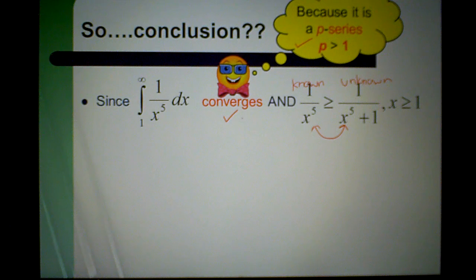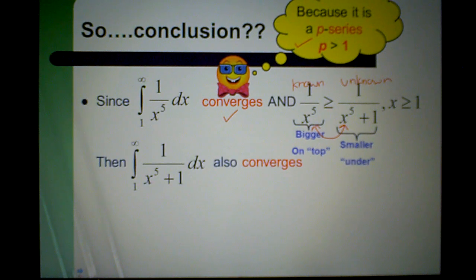Since you're going to say converge, then the function you know has to be on top of the function you don't know, so that it can collapse upon it. And then you can make the conclusion that the improper integral of 1 over x to the 5th plus 1 also converges. Notice there's no calculus, really. I'm not integrating anything, so you do have to write all of this stuff out.